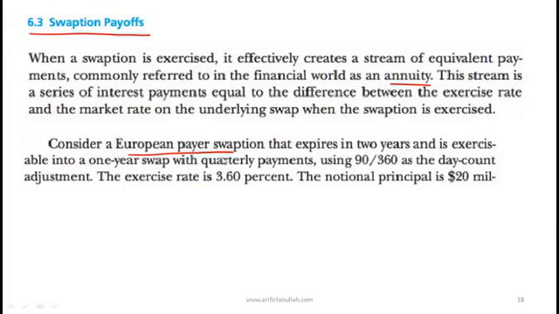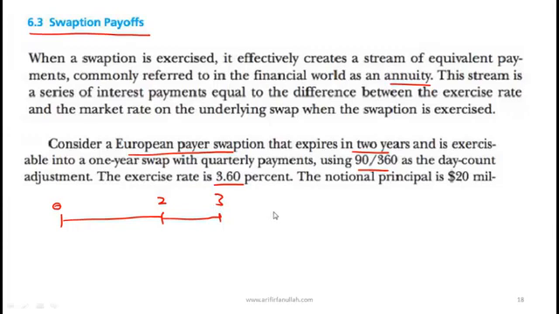Okay. So consider this European swaption that expires in 2 years and is exercisable into a 1-year swap with quarterly payments using 90/360 as the day count adjustment. The exercise rate is 3.60%. The notional principal is 20 million. So what does this mean? This means that if you are here at time 0, we have a pair swaption that expires in 2 years, and the underlying is a 1-year swap.